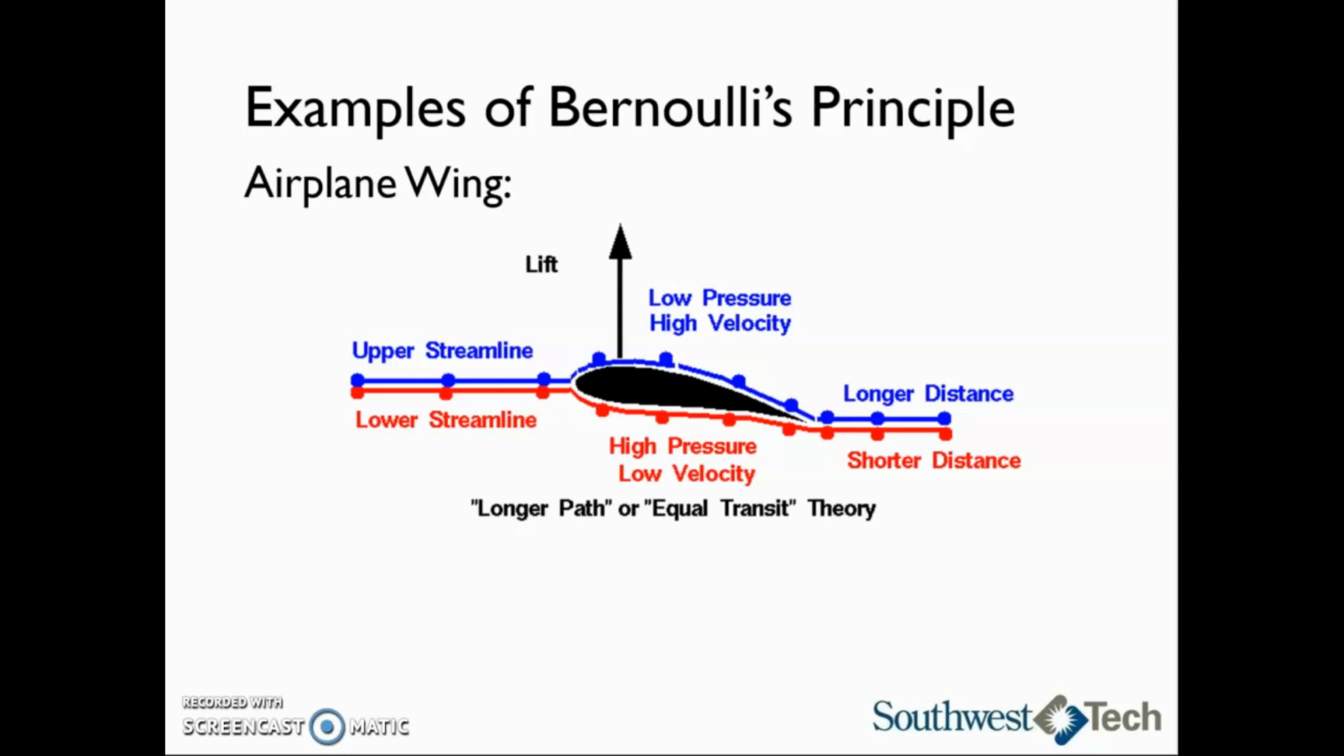Below the wing, the air is moving slightly slower. Since it is moving slower, there is less kinetic energy. If there is less kinetic energy, the pressure below the wing is greater, which causes lift, since the pressure above the wing is less than below the wing.